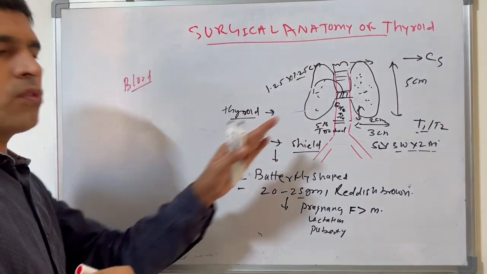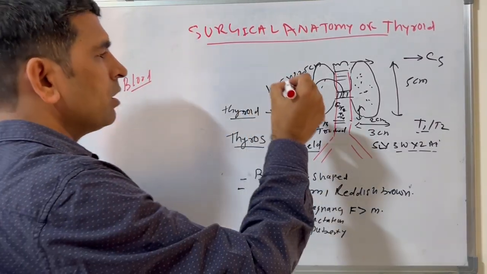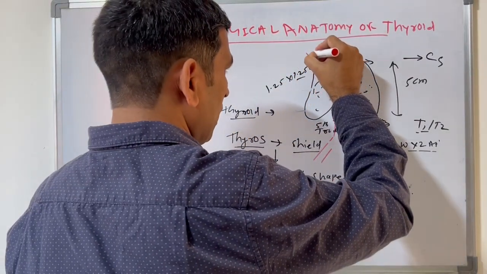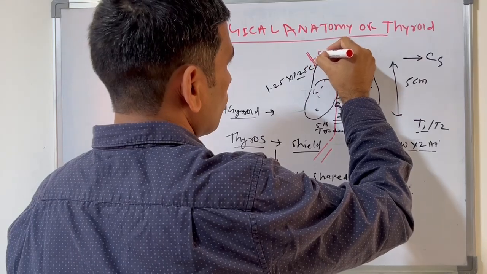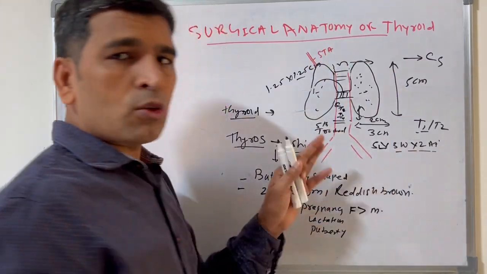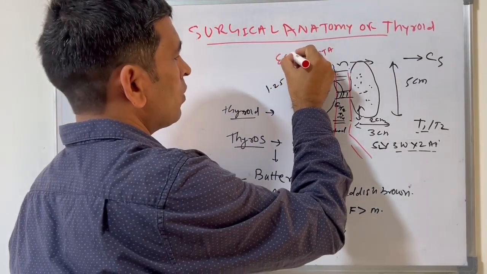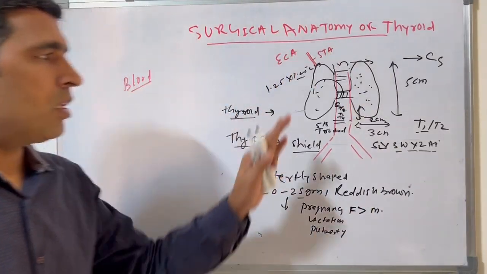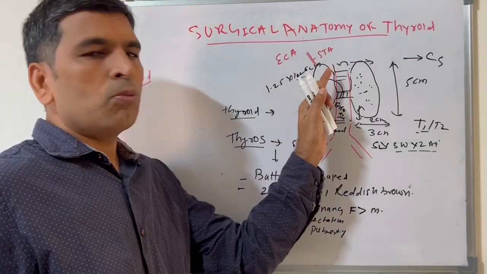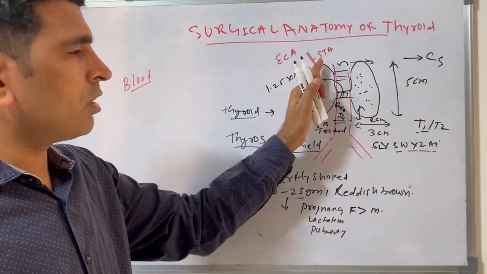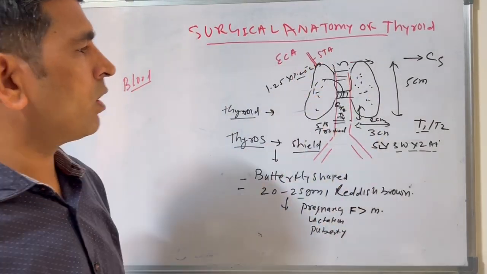Now the blood supply of this thyroid gland. One is coming from superiorly, called the superior thyroid artery. This superior thyroid artery is the first branch of the external carotid artery, and it supplies most of the gland, about 60% of the supply.